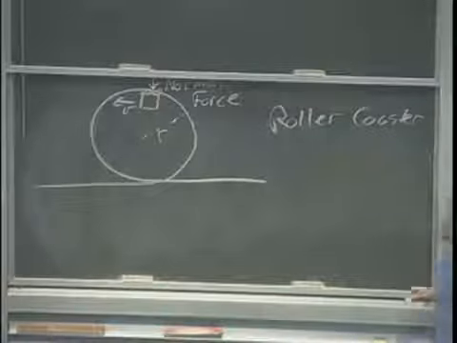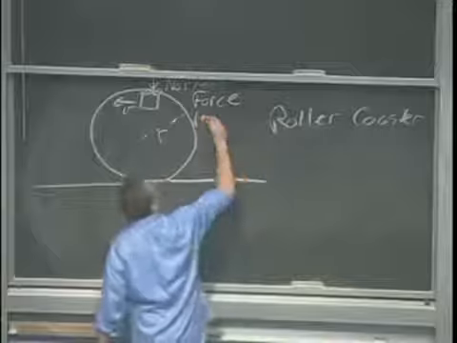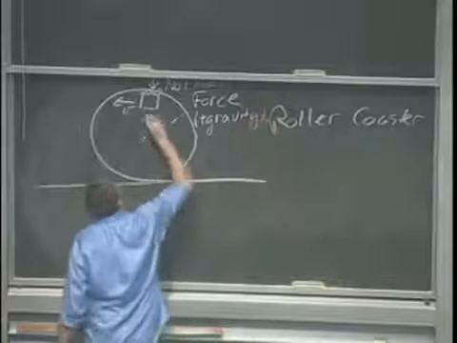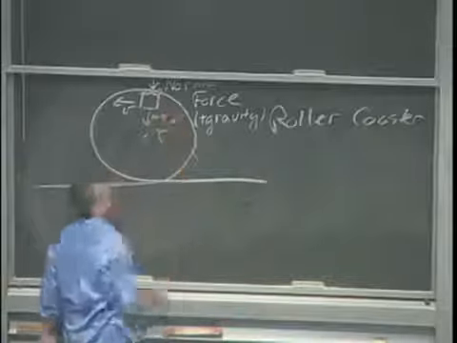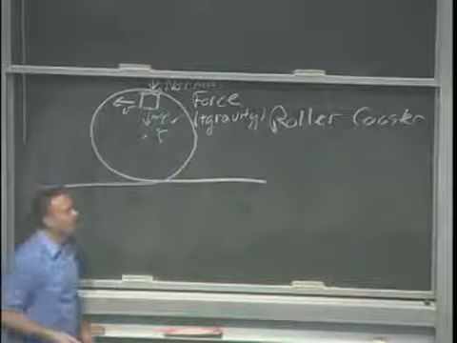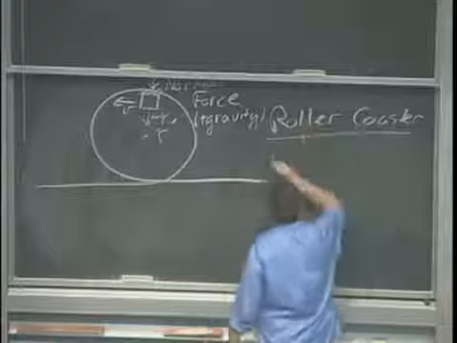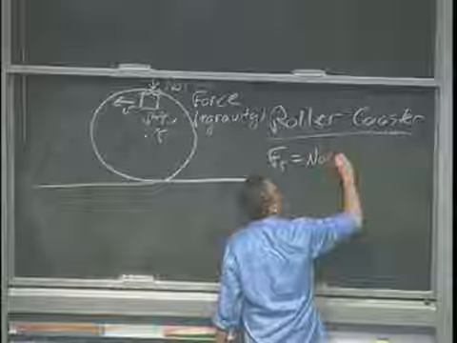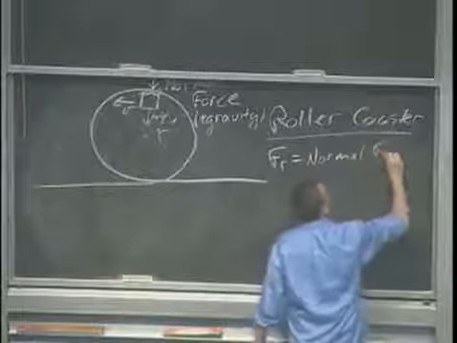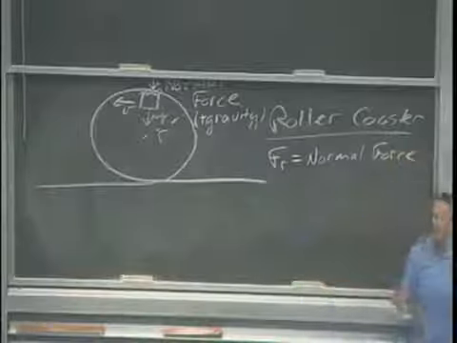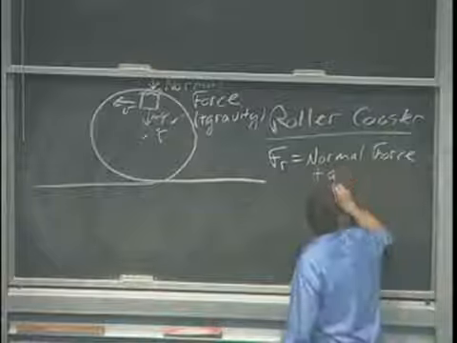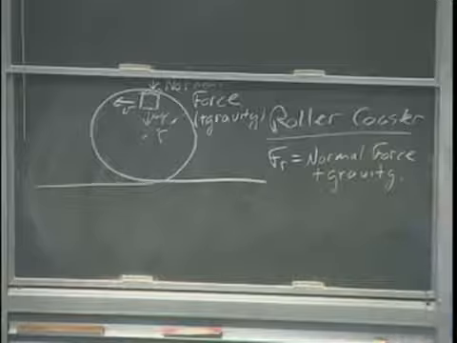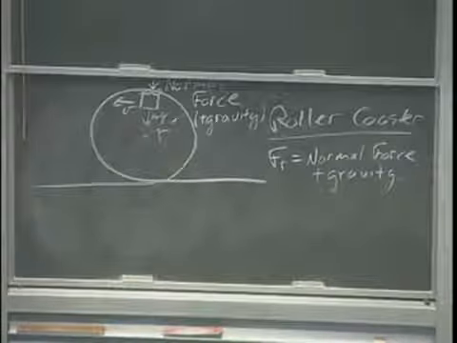We also know, and I'll put it, plus gravity, because we also know that the weight is acting downwards on that. So for the roller coaster, the centripetal force is going to be equal to the normal force, which is the track pushing on the car, plus the effects of gravity. Okay, this one's a little bit more complicated. So we're going to talk about this one in detail right away.